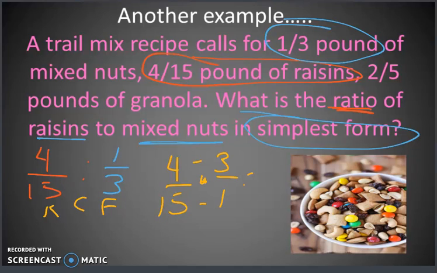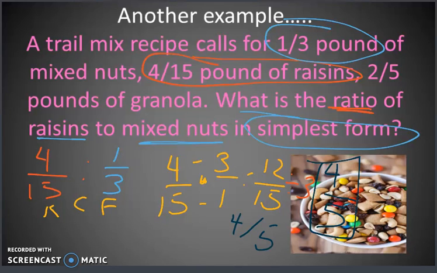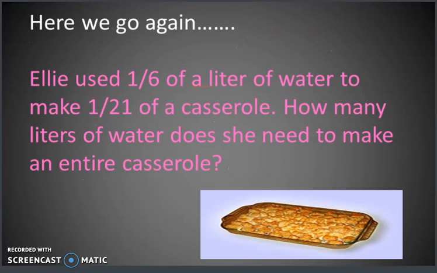So when we multiply across, it gives us 12/15. And when we divide by 3, I get 4/5. So the ratio of raisins to mixed nuts is 4/5. I know it's hard to see. So 4/5. Again, this is all stuff you know how to do. We're just putting it all together.